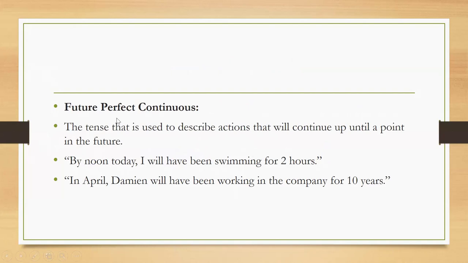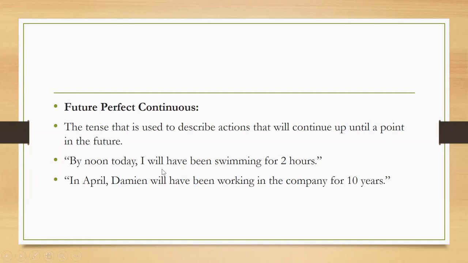Now let's look at future perfect continuous. The tense that is used to describe actions that will come up until a point in the future. For example, by noon today, I will have been swimming for 2 hours. The event has started already, but it's still continuing, but will end at some point in the future. In April, Damien will have been working in the company for 10 years.